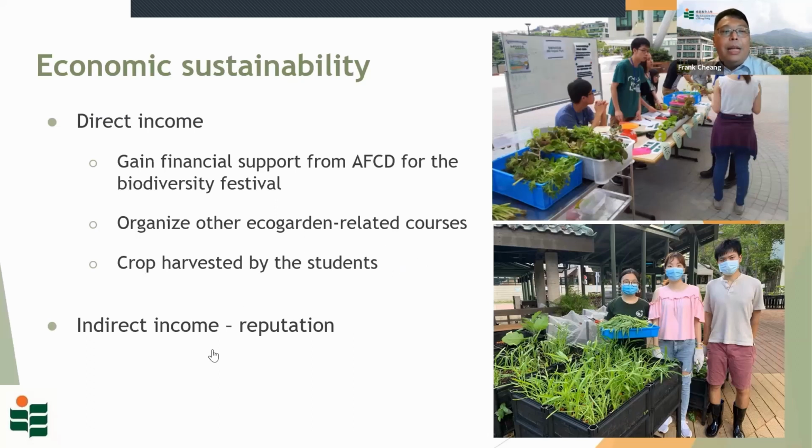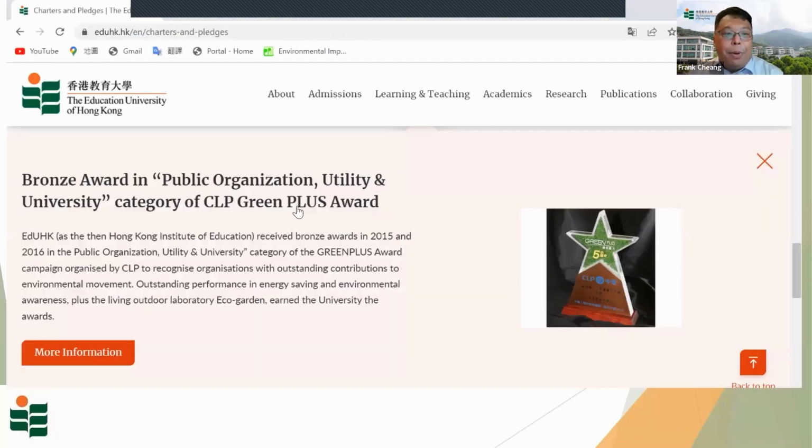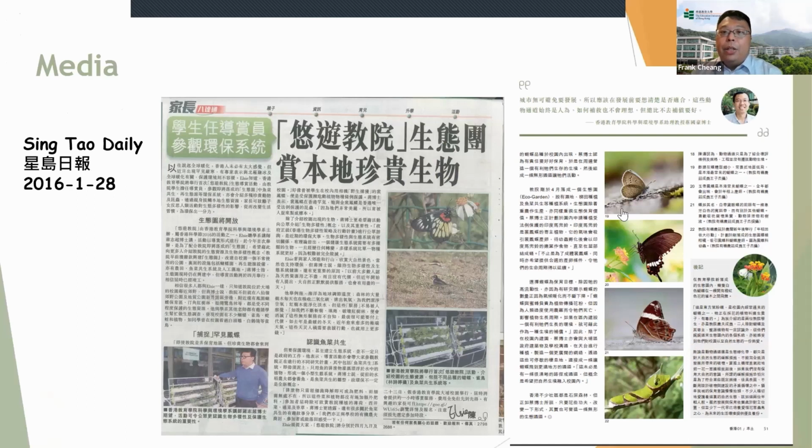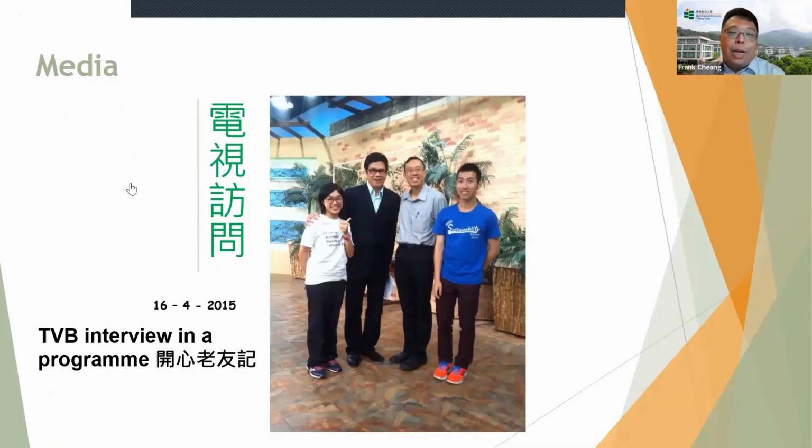The money we earned was eventually donated to some underprivileged people and NGOs working for them. Other than this kind of direct income, we also have some indirect benefits. For example, this eco garden project has earned us a bronze award in the CLP Green Plus Award. We also have various media coverage talking about our guided tour, the very beautiful campus and the natural resources that we have, and we also had an interview on TV.